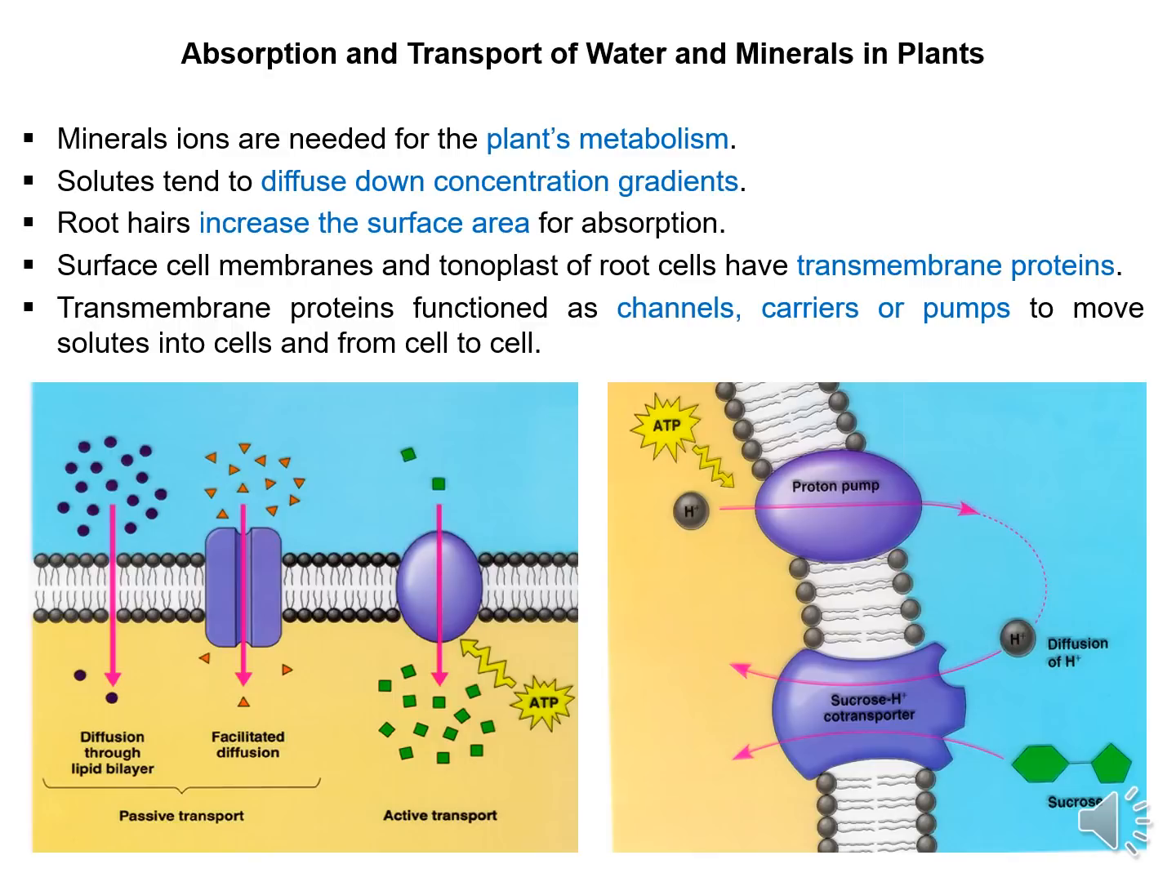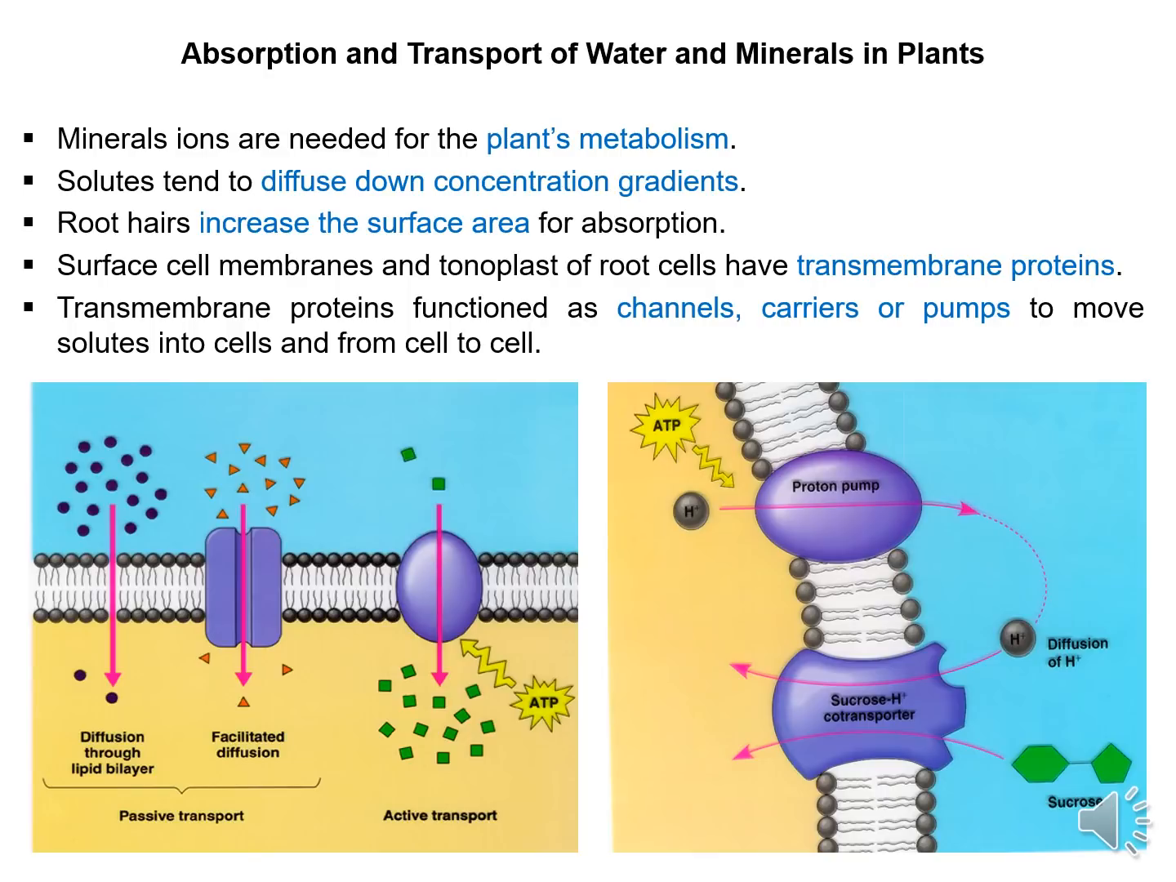The surface cell membrane and tonoplast of root cells have transmembrane proteins. By looking at the words transmembrane protein, we can guess the word trans means to transport, or transportation through a membrane, and they are molecules of protein. So these transport proteins are actually embedded in the surface cell membrane, especially of the root cell. Transmembrane proteins may function as a channel, as a carrier, or even a pump to move solutes into the cell, out of the cell, or even from cell to cell.